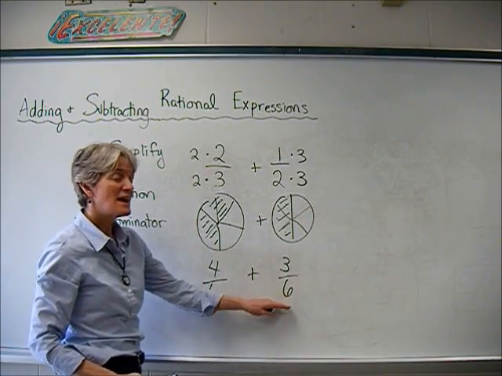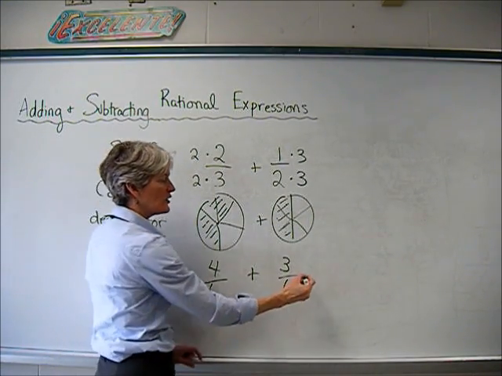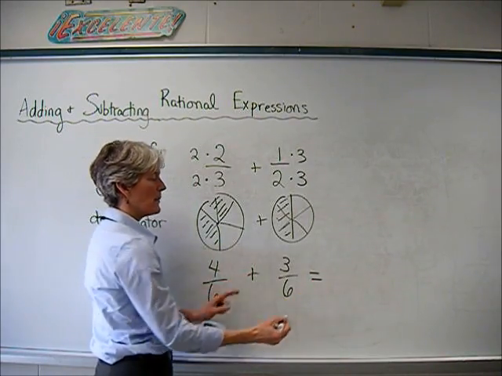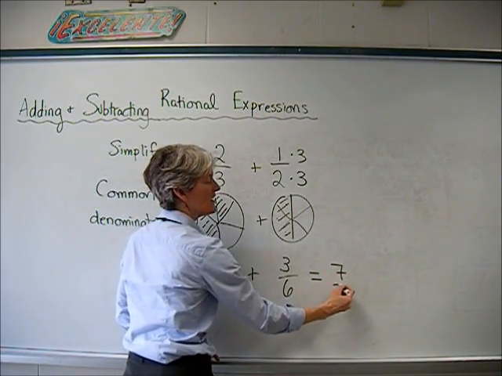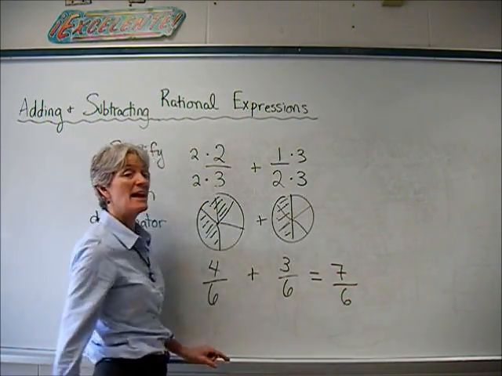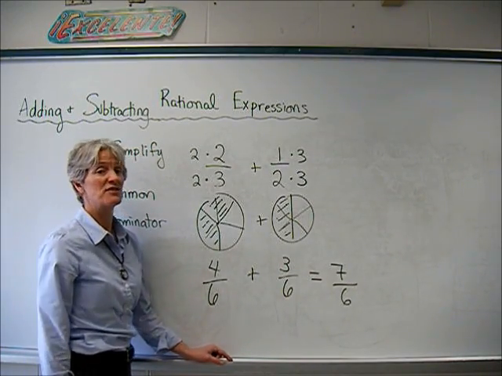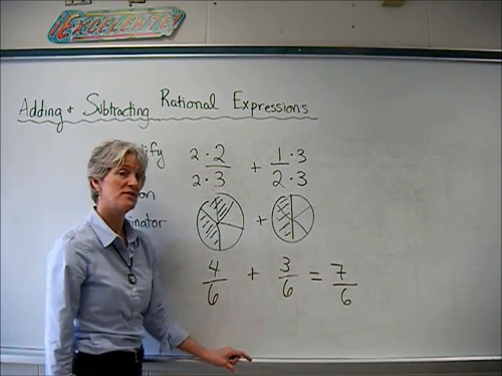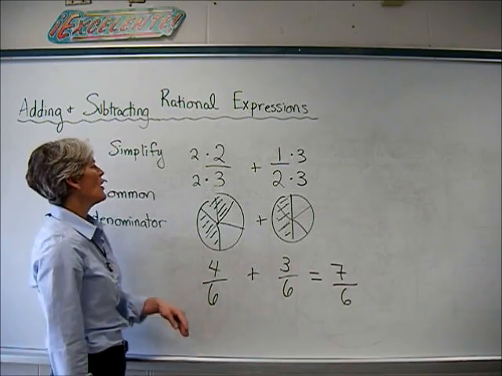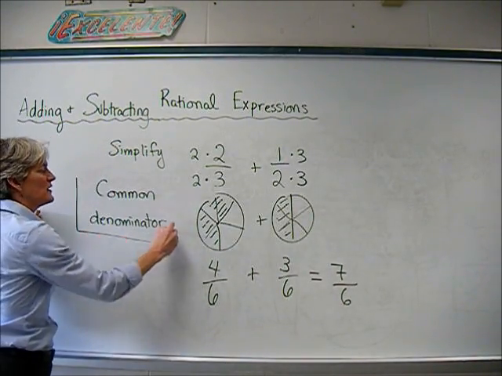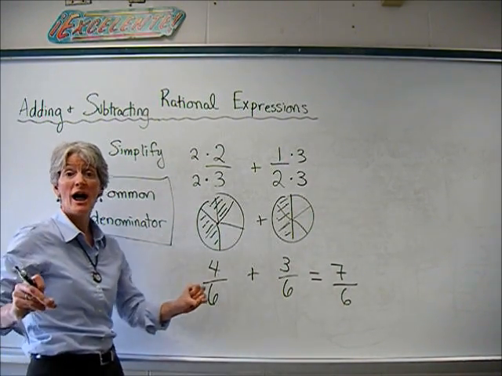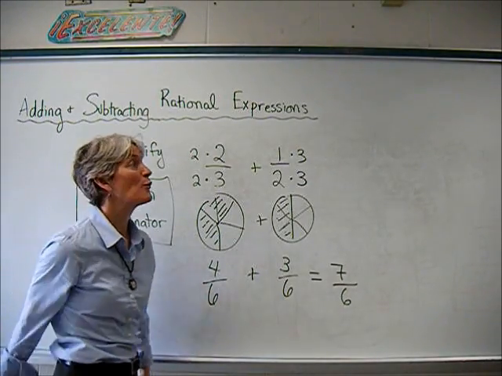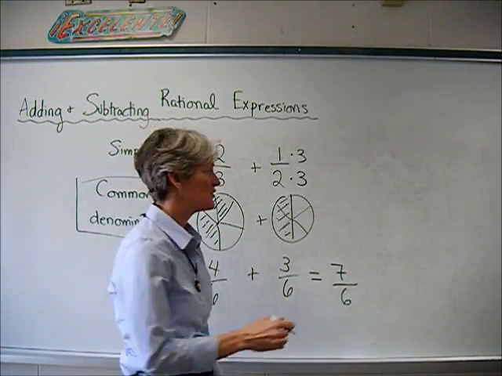Okay, now you have the denominators the same, so I can go ahead and add up how many pieces I have. I have 7 pieces, and they are 6ths. So I have 7/6. So, common denominators, that's what it's all about. Hey, let's do that with some rational expressions, shall we?